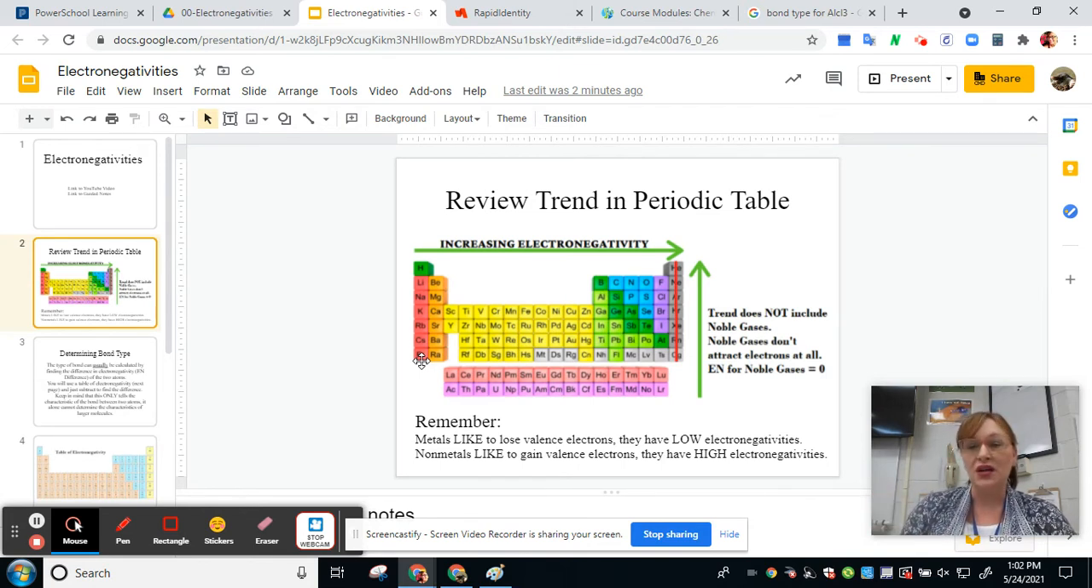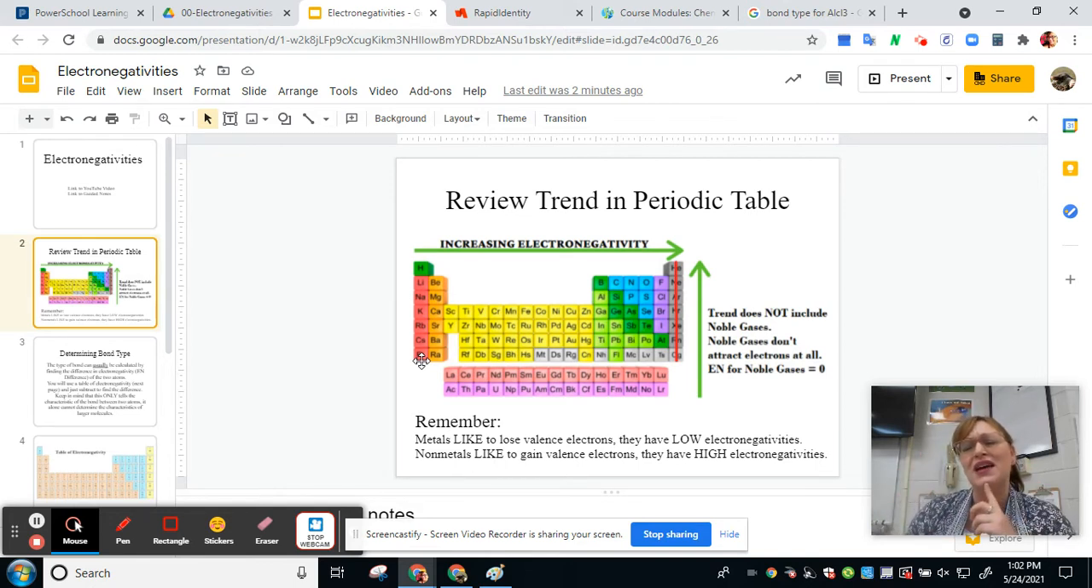What happens across a row is that you're filling up the same energy level with more and more electrons. And so that means it's going to have, I would say, increased ability to attract outside electrons as it gets more and more electrons in that same energy level.